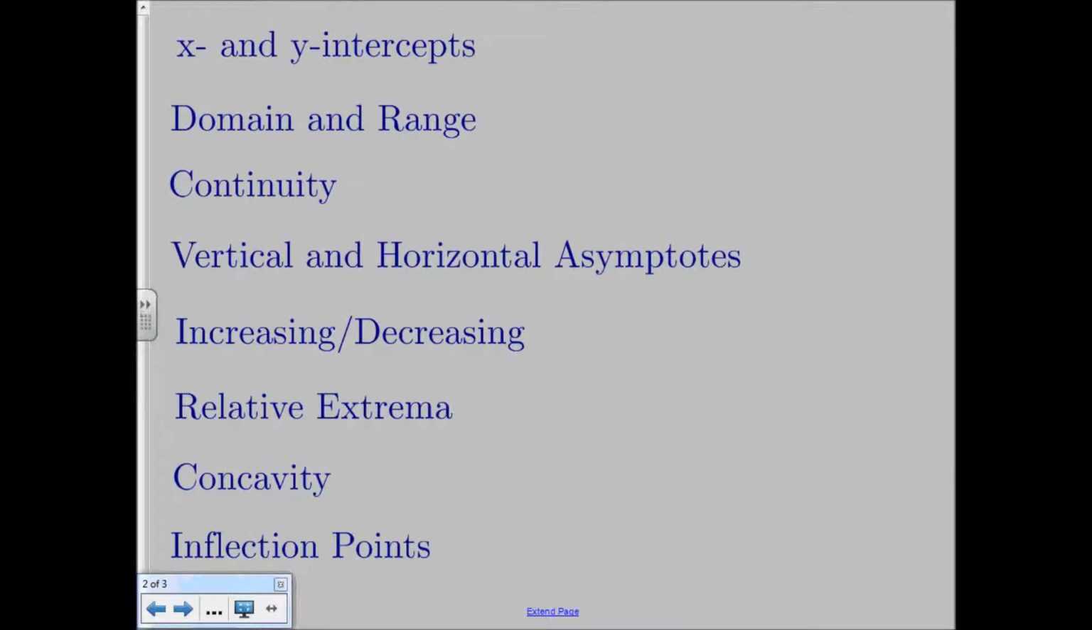So we're going to use everything that we know how to find so far, like an x and y intercept, analyzing domain and range of functions, determining where a function is continuous, if it has any vertical and horizontal asymptotes, where the function is increasing and decreasing, any relative extreme it might have, and then the concavity and inflection points that we just talked about using the second derivative. We're going to put all that information together onto a graph to make a really good picture of a function. So let's put all of that together and do an example.